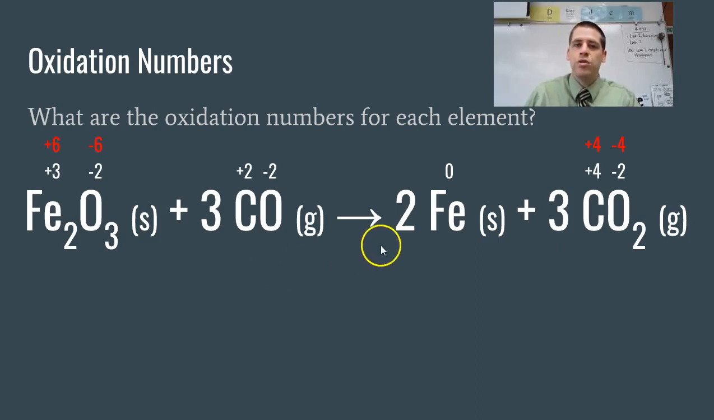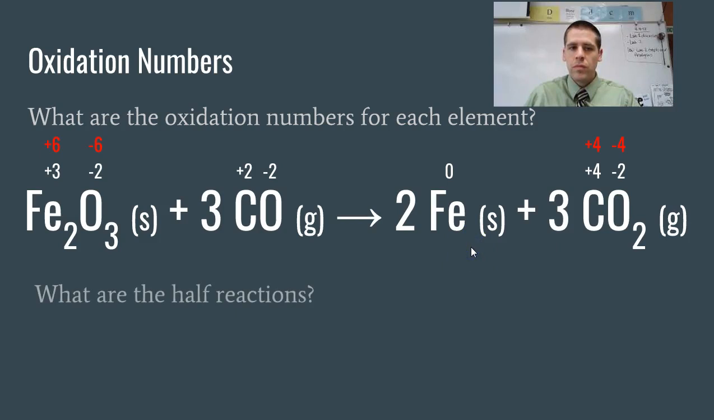So this allows us to keep track of what's happening with electrons. Iron is going from +3 to 0. It's the easy way to identify what's being oxidized and what's being reduced. So what would be the half reactions? Go ahead and pause the video and write those down.